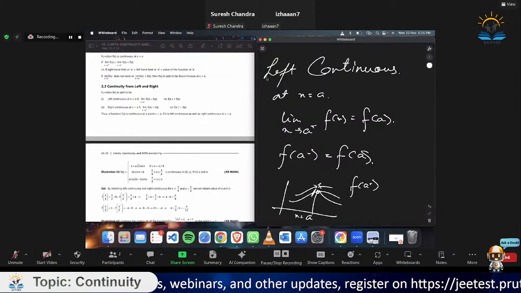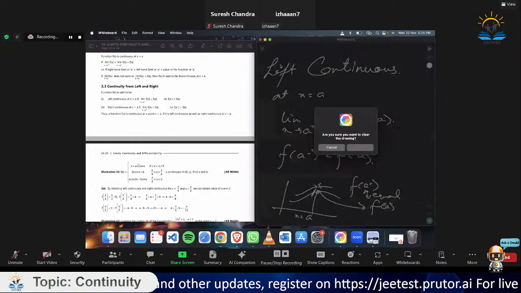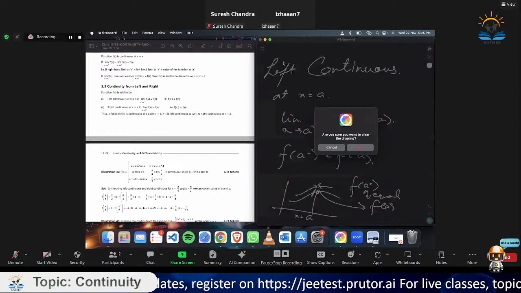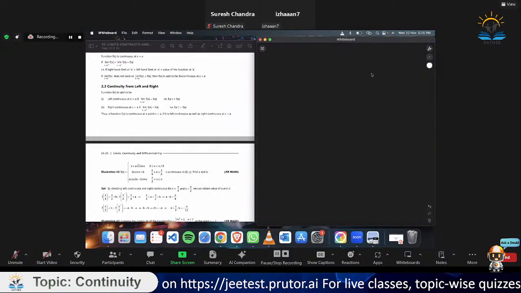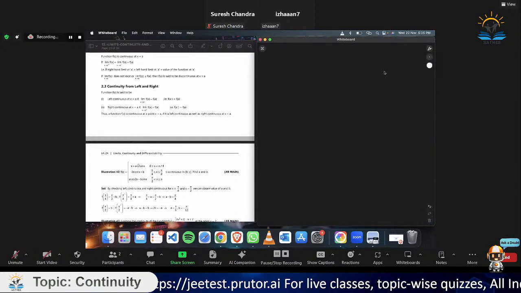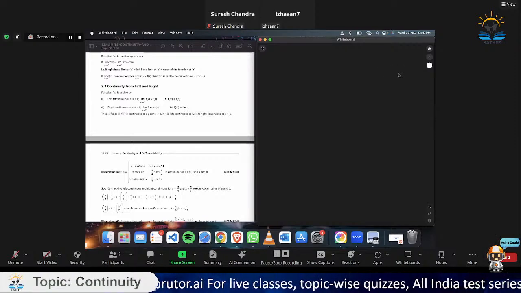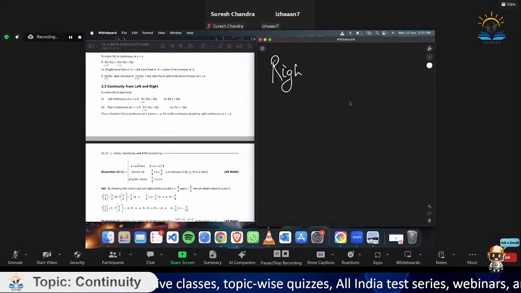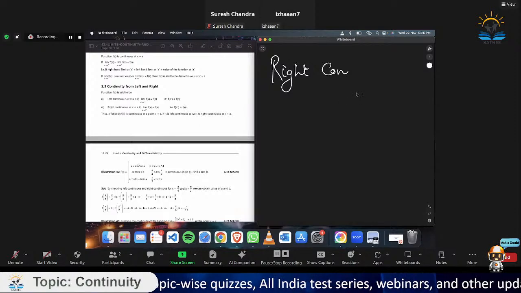Now, what do you mean by right continuous? We'll see. For right continuous, this is the graph. This is x equals a. We have a plus and a minus.